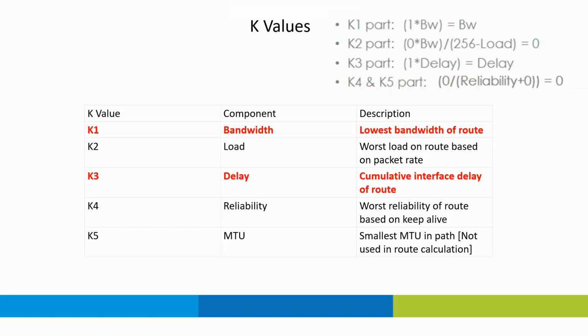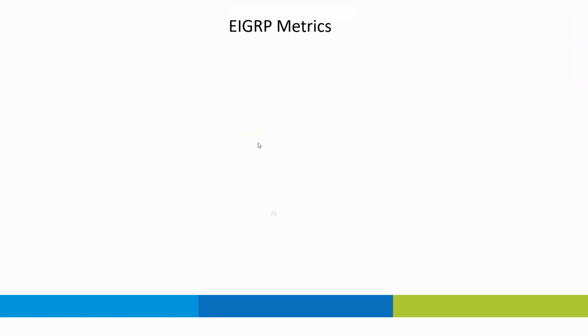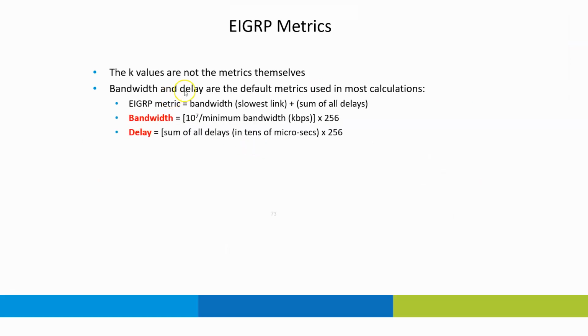We're going to go through how it's calculated, but don't say, hey, I've got to calculate this, or I've got to know how it works. You don't have to know how it works. What you have to know is K1 and K3, bandwidth and delay. The K values have to match. Bandwidth and delay are the ones used for the calculation. For the EIGRP metric, it uses the bandwidth of the slowest link, so if we have a 256K link, it's going to use 256K for the bandwidth.